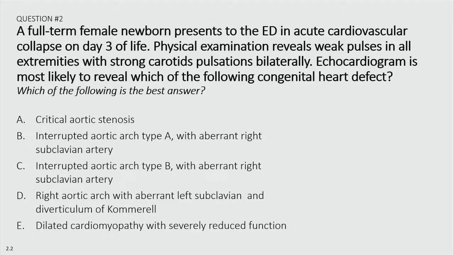Next question. A full-term female newborn presents to the ED in acute cardiovascular collapse on day 3 of life. Physical examination reveals weak pulses in all extremities with strong carotid pulsations bilaterally. Echocardiogram is most likely to reveal which of the following congenital heart defects. A, critical aortic stenosis. B, interrupted aortic arch type A with aberrant right subclavian artery. C, interrupted aortic arch type B with aberrant right subclavian artery. D, right aortic arch with an aberrant left subclavian and a diverticulum of Kommerell. And E, dilated cardiomyopathy with severely reduced function. Choose your answer.